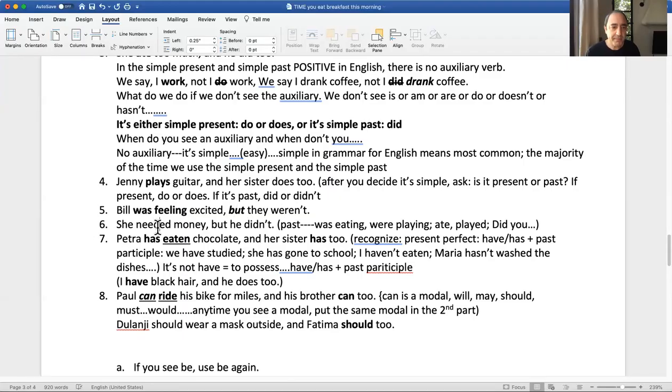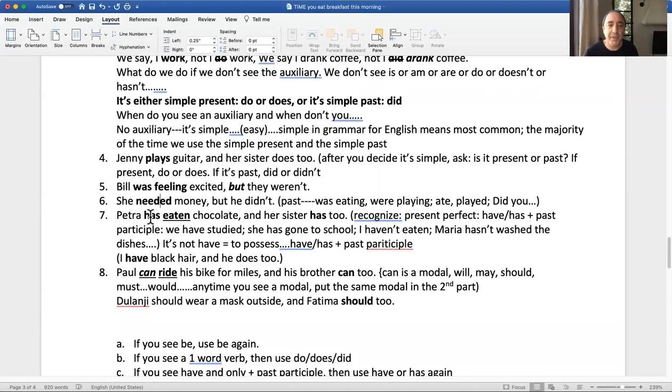She needed money. How many words in the verb? Just one. So you know it's simple. So now, is it present or past? It's past. So you know it's did. Think about the question. How would you make a question in the past? You'd say, did she need? Did she need money?